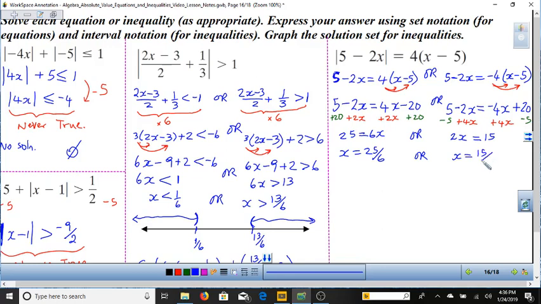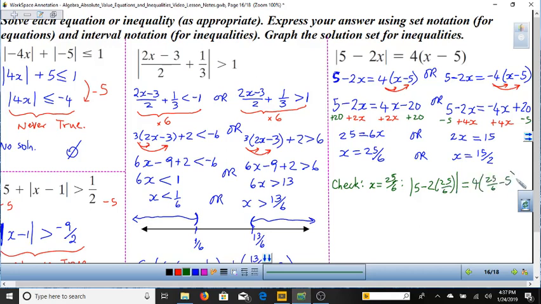Now, of course, we have to check our answers because we don't know if any extraneous solutions showed up. So what we're going to do now is check. And to check, first we're going to try x equal to 25 over 6. And you can just use your calculator here. We're going to substitute 25 over 6 for x. So the absolute value of 5 minus 2 times 25 over 6, and we'll see that equals 4 times 25 over 6 minus 5.